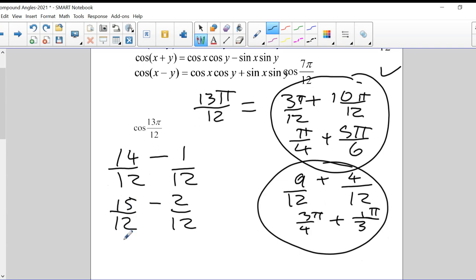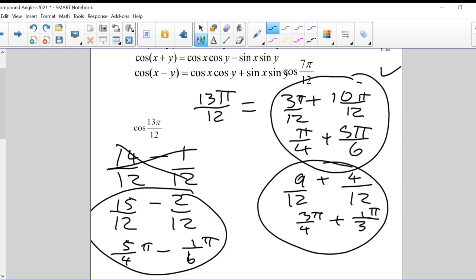3 goes into 15 5 times. 3 goes into 12 4 times. So 5 pi over 4, that works. Plus or minus 1 pi over 6. That seems to work as well. So these should also work. Did I do that right? 3 into 15 is 5, 3 into 12 is 4. So yeah, 5 pi over 4 will work, and 1 pi over 6. So this also works. So these two will work as well.